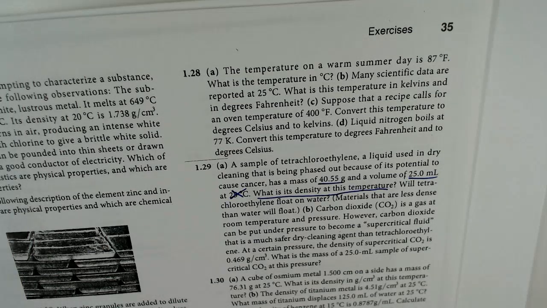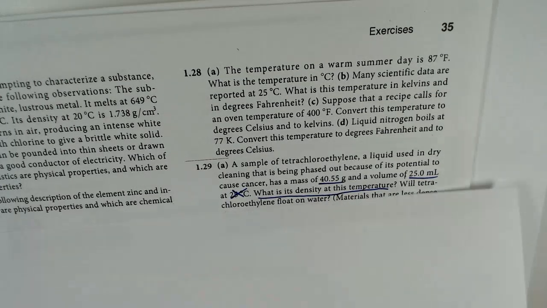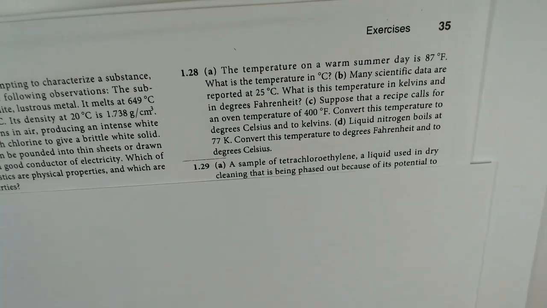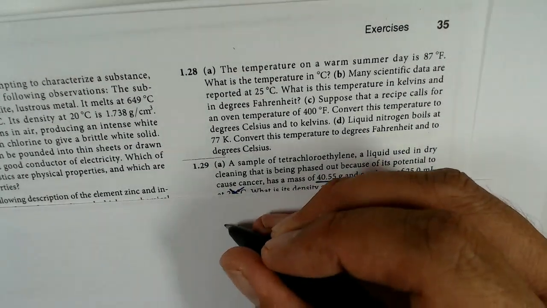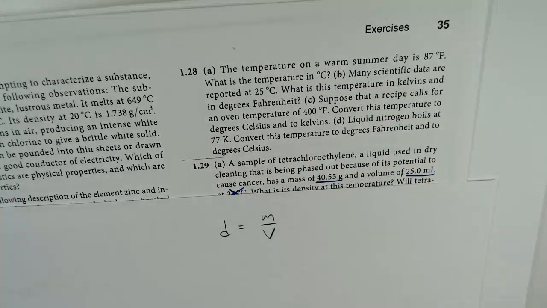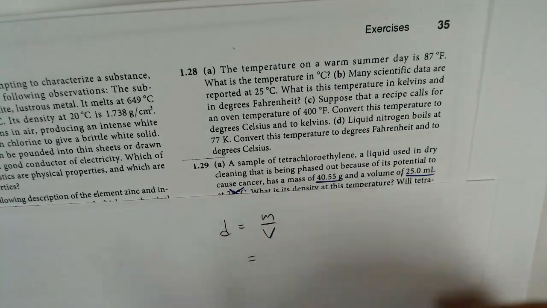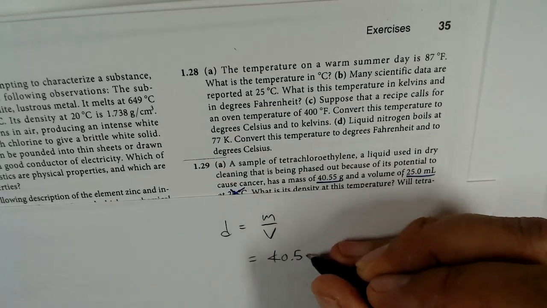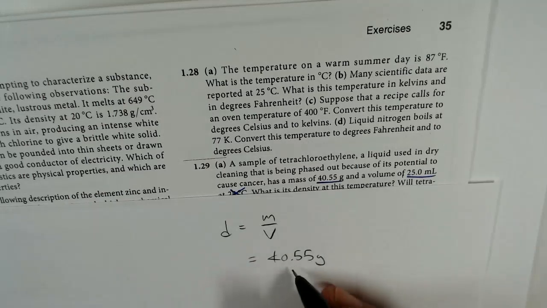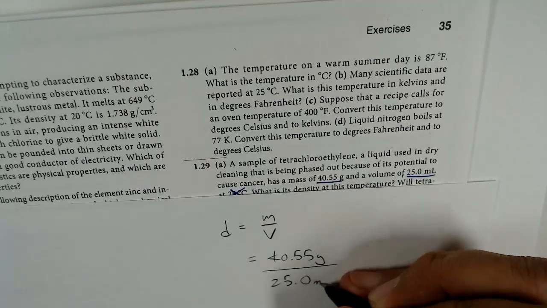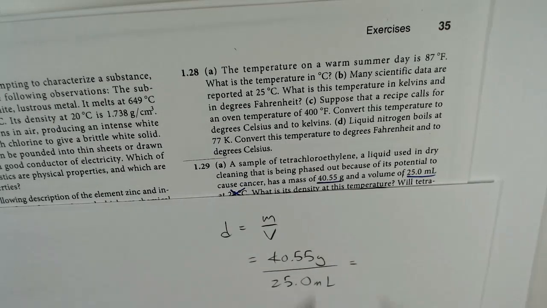All right, so this is a pretty straightforward question. It says, what is the density of a sample that has a mass of this amount? So, density is equal to mass over volume. So we go ahead and take our 40.55 grams, and we have 25.0 mL. And as I mentioned just a moment ago, our units are going to be grams per mL.